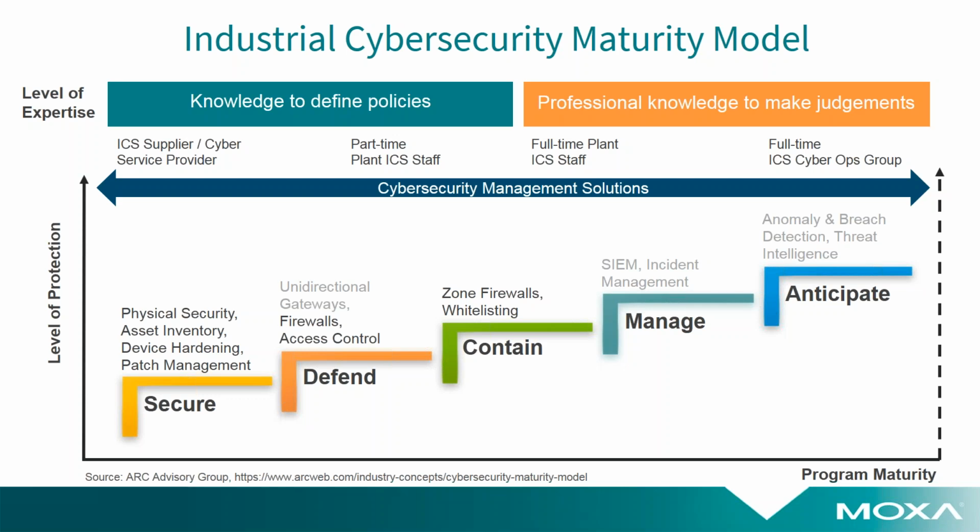So, if most people are at that part-time plant level ICS staff, this is probably where you're at, or what's possible. When you move beyond that into SIEM, incident management, anomaly and breach detection, you really need full-time staff or even a team to manage that. Richard, is there anything you'd like to add on this slide? No, I think you covered it. I think we're good. Okay.